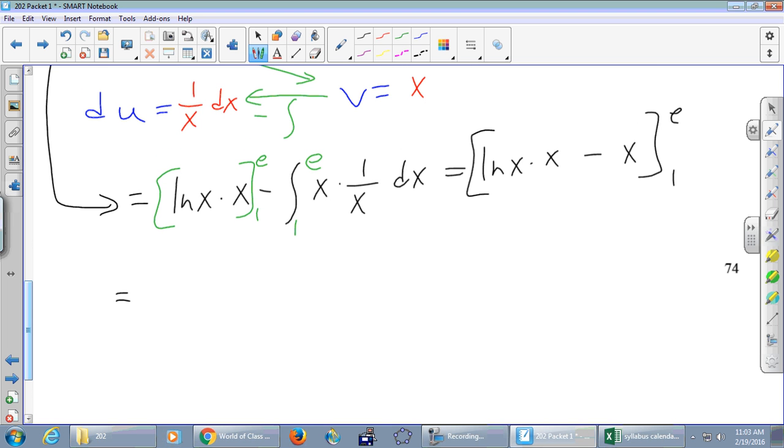Okay, so now we'll substitute. Top one goes in, bottom one goes in, and subtract. ln of e times e minus e. Subtract, and then we plug in the 1. ln of 1 times 1 minus 1.